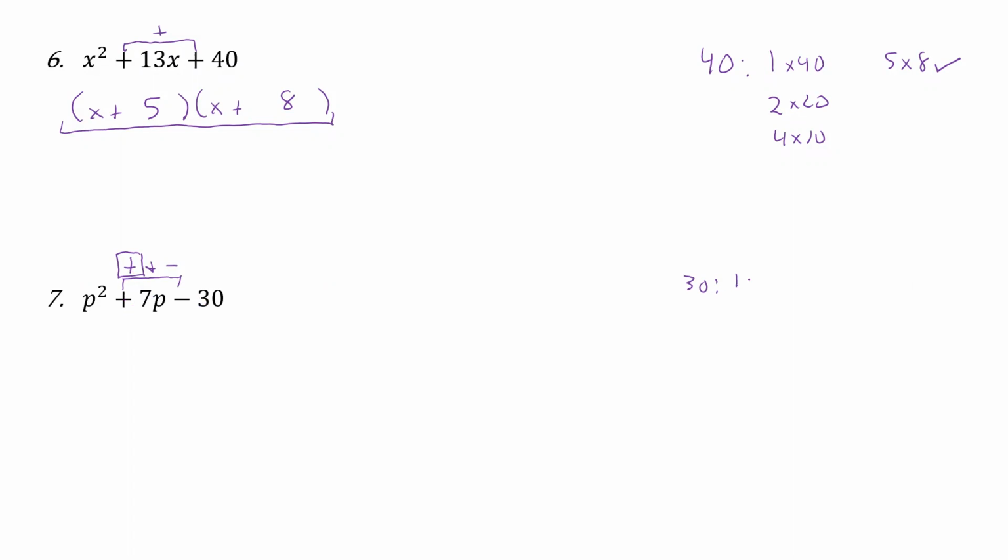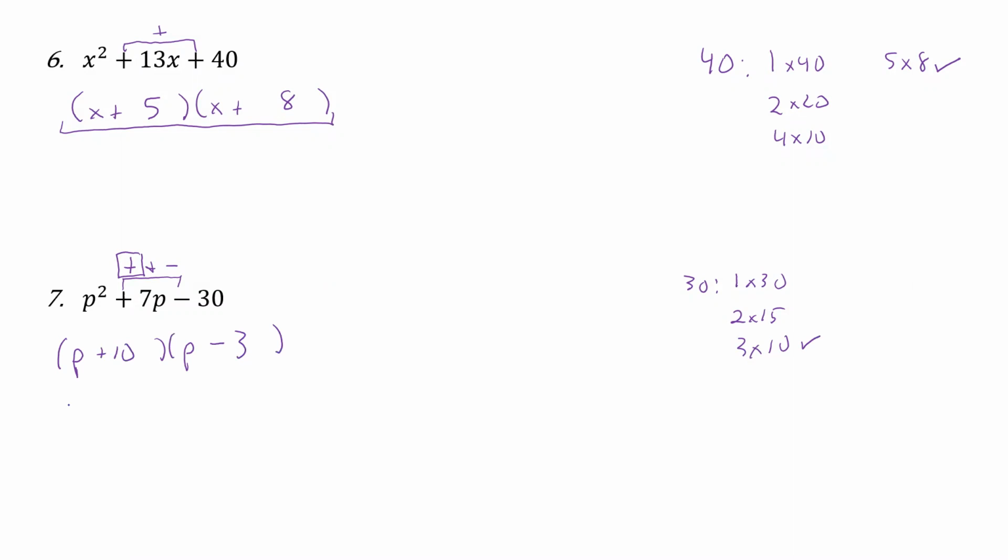So 1 times 30, well, 30 minus 1 is 29, so that doesn't work. 2 times 15, well, 15 minus 2 is 13, so that doesn't work. Then we have 3 times 10. 10 minus 3 is 7. Haha, there we go. That's what we need. And so we'll have P and P. And then we're going to have plus 10 because we need the plus one to be larger to get that middle term there. And this other one is going to be a minus 3.